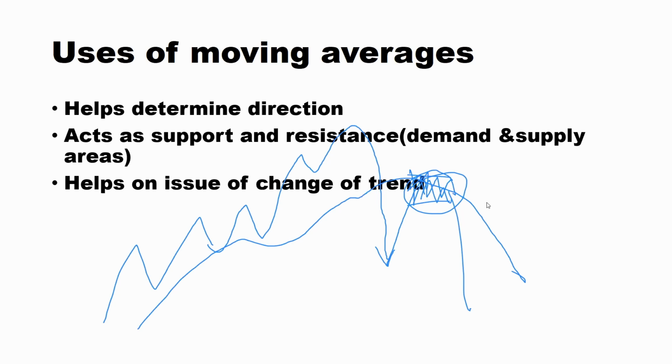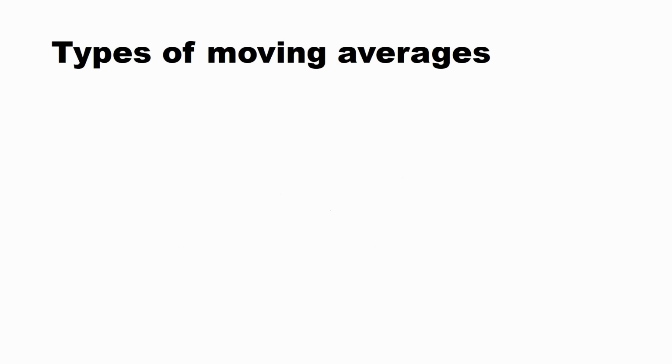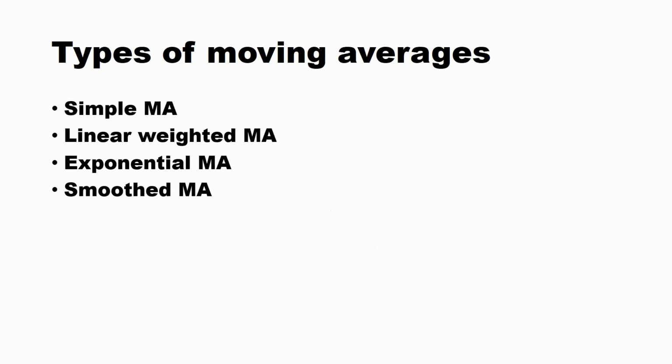Let's move on. Let's look at the types of moving averages. We do have very many types of moving averages. The first one is the simple moving average. I'm not going to explain them in detail because we're not interested in knowing what these different types of moving averages are. I'm just going to talk about mostly two that are very common or popular to traders. The first one is simple moving average. The second one is linear weighted moving average. The third one is exponential moving average. The fourth one is smooth moving average. Now, there are very many types of moving averages out there, but these are the common ones used by traders.